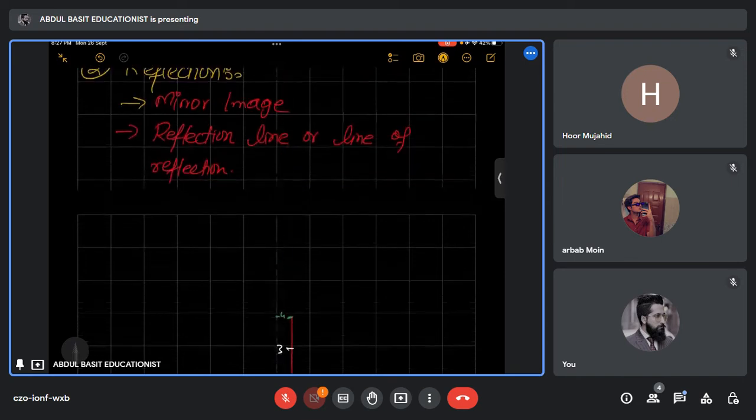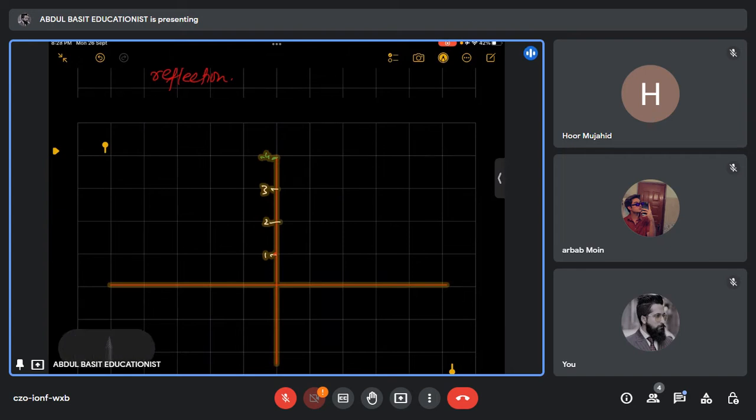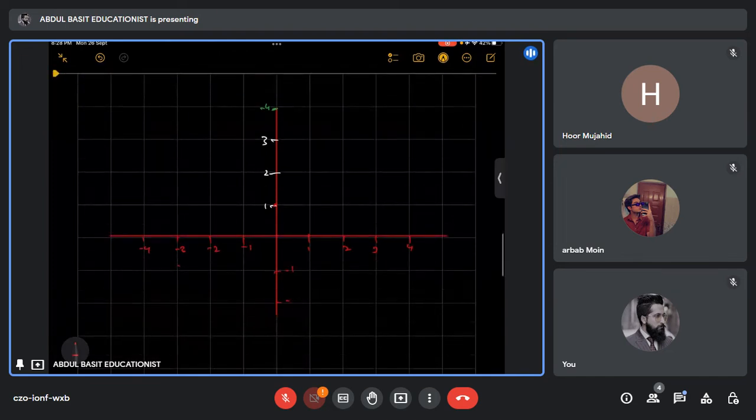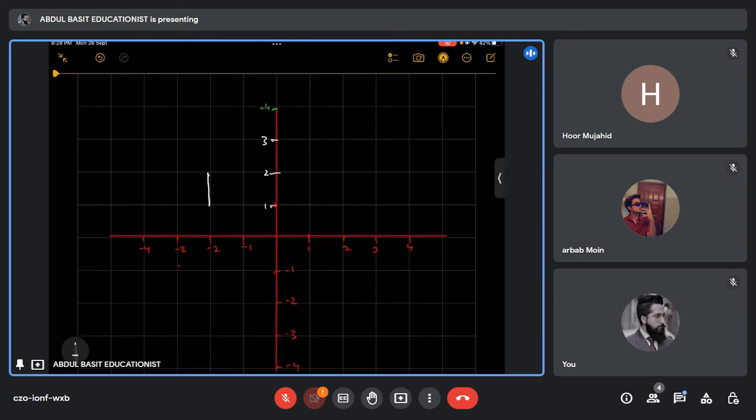Okay, so I'm going to draw the grid once again. The grid is already drawn. So let's start. Let me write the values here: 1, 2, 3, 4. It's -1, -2, -3, and that is -4. For example, I'm going to draw a shape like this and like this.